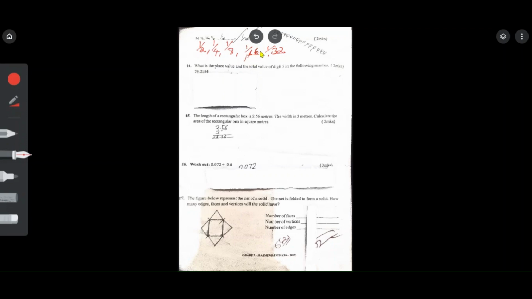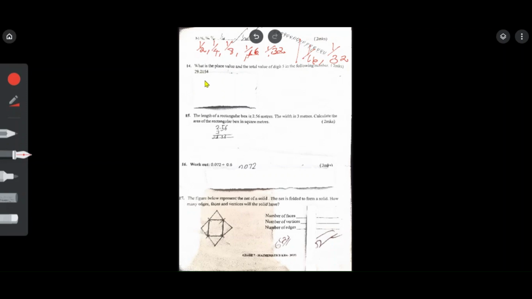So this is 1 all over 16. Let me write for you here. The next number is 1 all over 16, and the other one is 1 all over 32. These are our answers that will give you 2 marks.